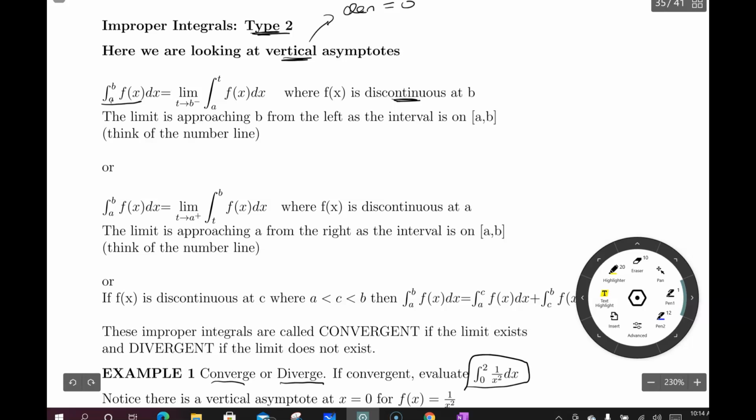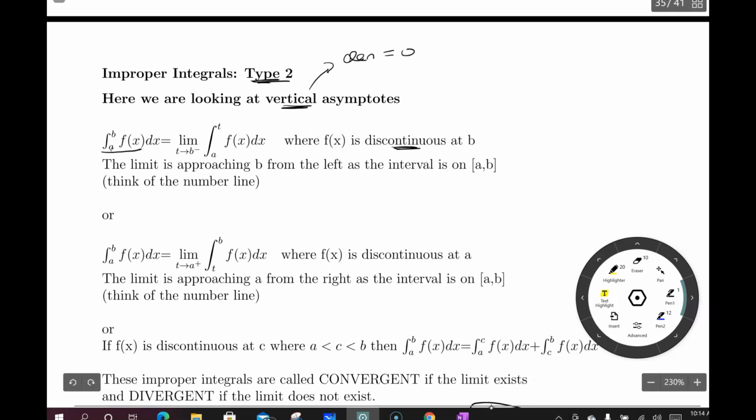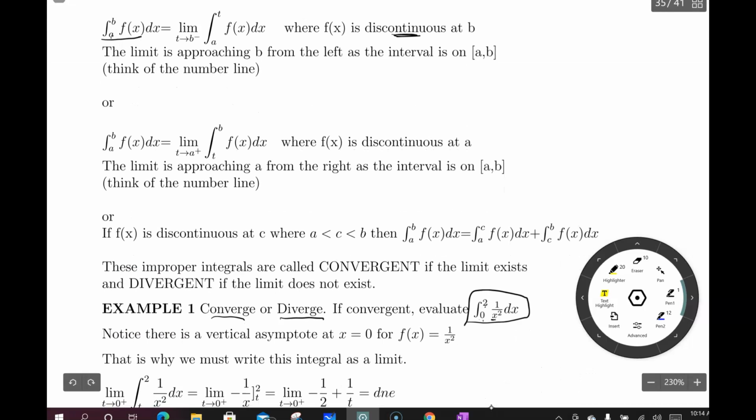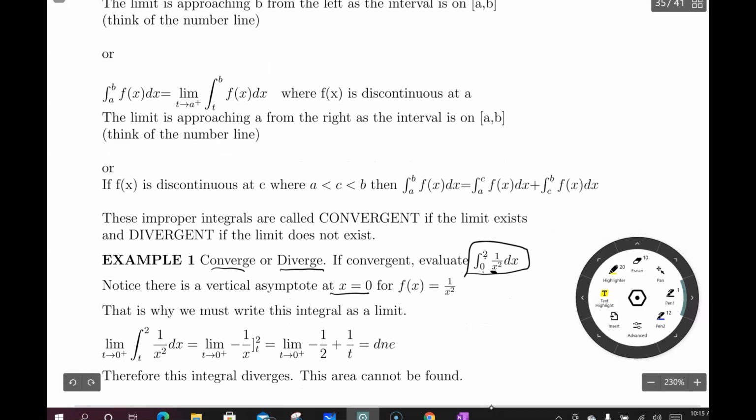So you're looking at that thinking, there's no infinity here. How come I'm being asked if this is convergent or divergent? Where's the infinity? Oh, right. This must have a vertical asymptote. So you need to know where the denominator is 0. So looking at 1 over x squared, I know there is a vertical asymptote at x equals 0. So that means I need to rewrite this as a limit.